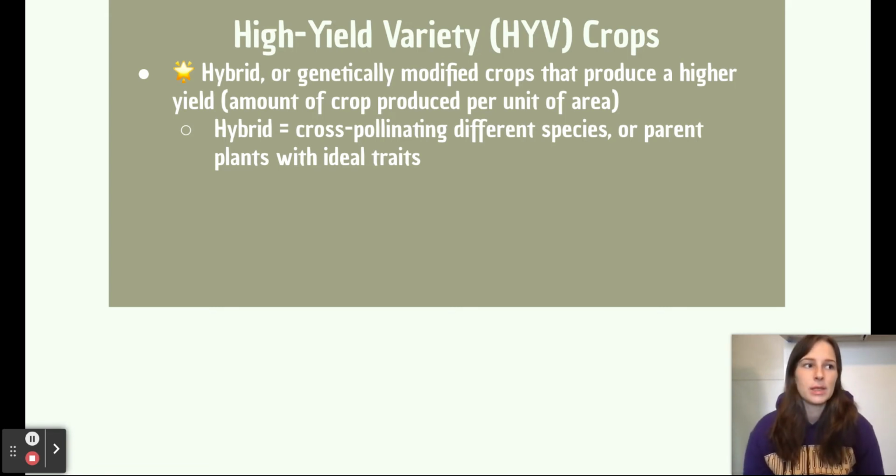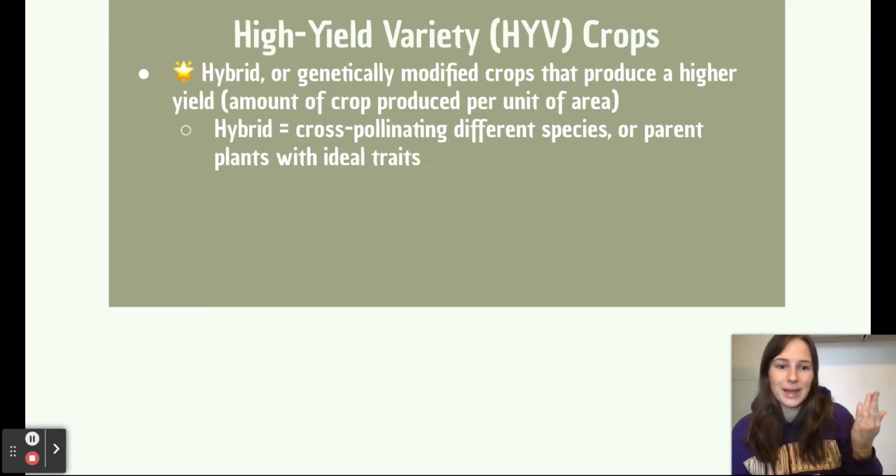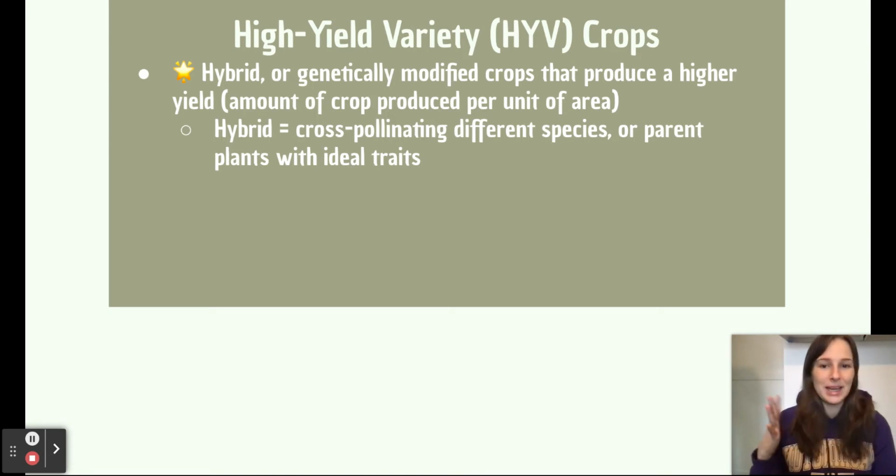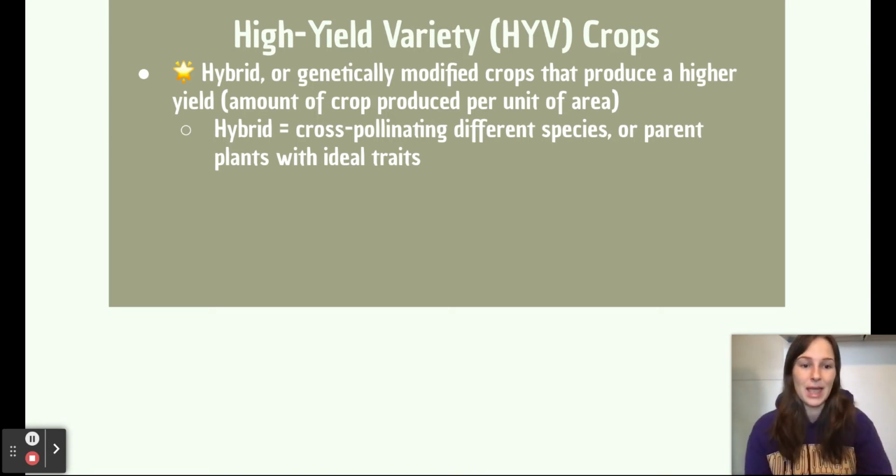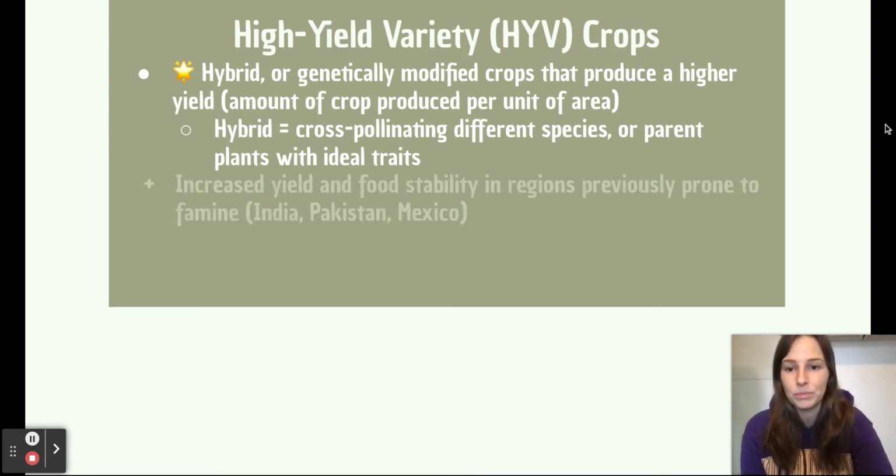Hybrid is something that we have been doing since the dawn of time. It's just natural cross-pollinating different species or parent plants that have ideal traits. So there isn't really much science to it. It's just like, oh, look, this pea plant gave a lot of peas and this pea plant gave a lot of peas, so we will breed them together to make a better pea plant baby.